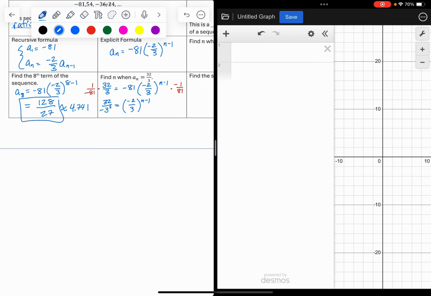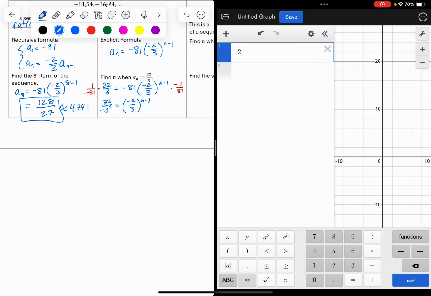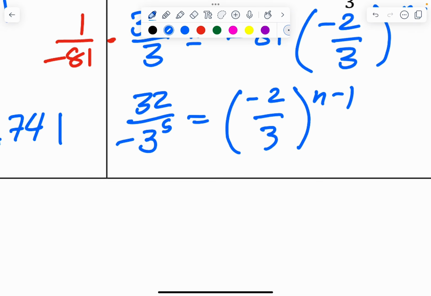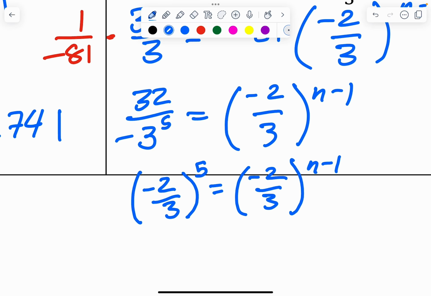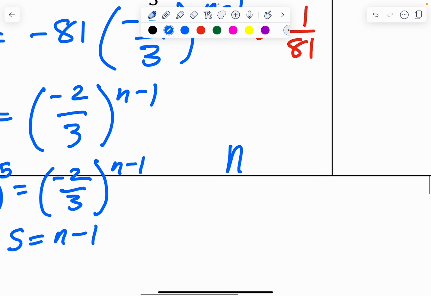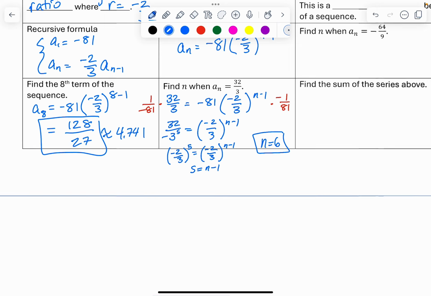Okay, so let's see. If I have 2 and I raise it to the fifth, it's 32. Oh, hallelujah. Okay, so this becomes negative 2 over 3 to the fifth power is equal to negative 2 over 3 to the n minus 1. The bases are the same. We can set the exponents equal. 5 equals n minus 1, add 1. We get 6, the sixth term of our sequence.